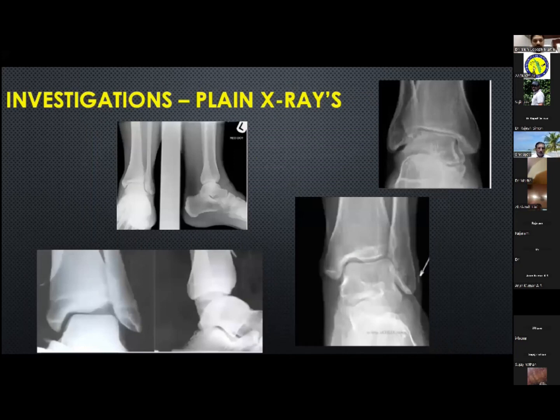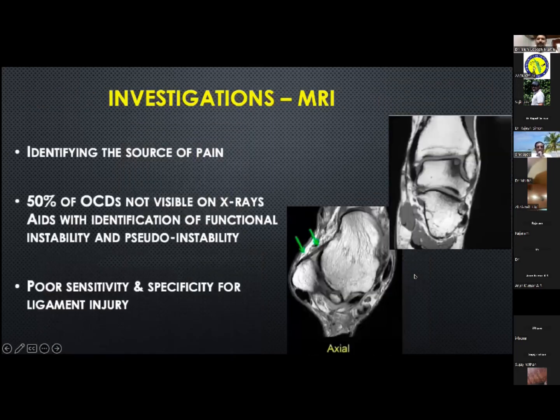Now the first choice of investigation will always be a plain X-ray. A plain X-ray, with the help of a stress X-ray, gives a lot of information about lateral ligamentous instabilities. You can even see a small bony osteophyte lateral to the tip of the lateral malleolus, which usually suggests some peroneal pathologies. MRI is the main confirmatory investigation of choice.